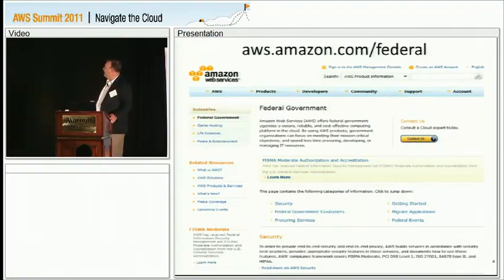And the last one is aws.amazon.com/federal. This has all the information on the buying piece that I talked about, how you can get in touch with us, how you can procure software for the federal space, and just an overview in that sense.